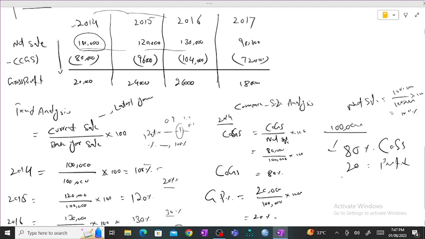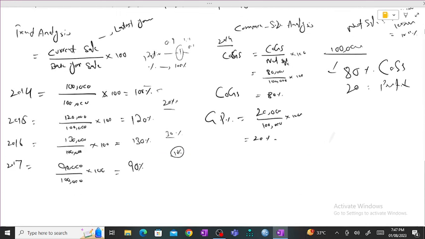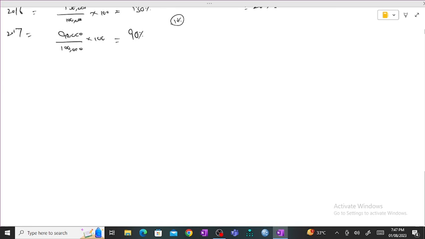So out of 100%, we have 80% cost of goods sold. You can calculate the gross profit something like this: 100% minus 80%, and whenever you deduct it, you will get 20%. So that was the trend and vertical analysis for the income statement. Let's come on to the trend and vertical analysis for the balance sheet.